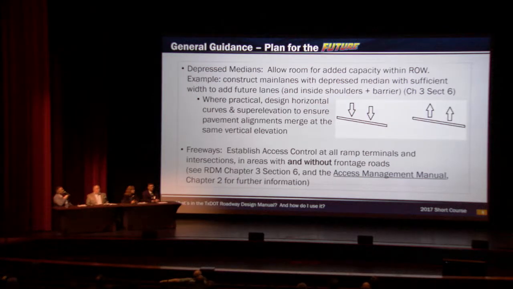A little advice on freeways: establish access control at all your ramp terminals and intersections in areas with, and then in bold there we put, and without frontage roads. There's a discussion in RDM Chapter 3, Section 6 on that, as well as a reference to the Access Management Manual, Chapter 2. What that's emphasizing is, let's say I'm building a rural freeway right now, but at some point it may become urban. I might need to add frontage roads, but if you're submitting a schematic for that, you are encouraged to go ahead and show your access control lines, even if there are no frontage roads there. Just plan out where you think ramps and intersections or driveways are likely to be.